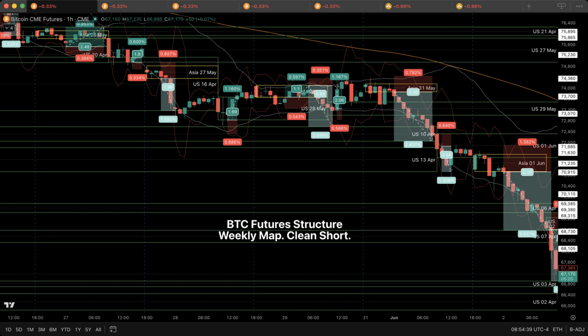Now look at the box width. A wide session box gives price more room. Support and resistance are spread out. The level is wider. The reaction can travel farther. The line feels weaker.